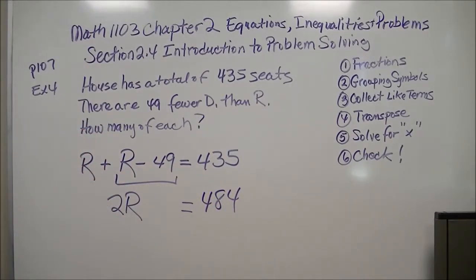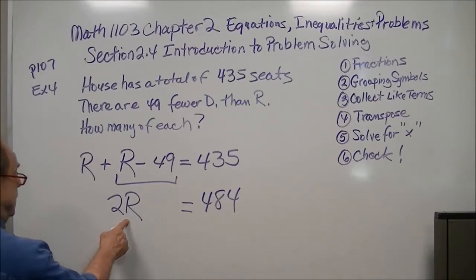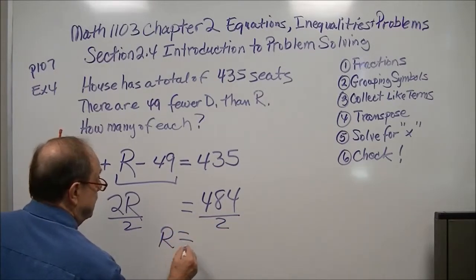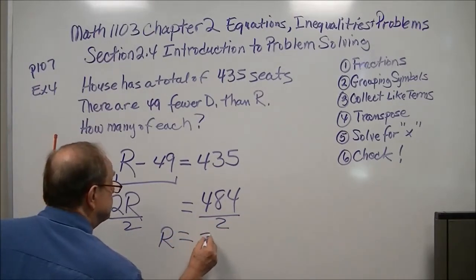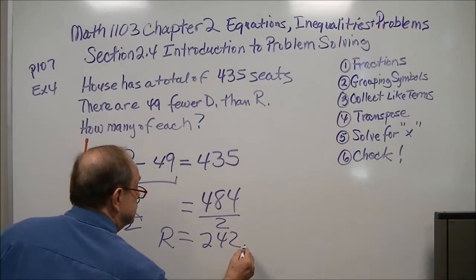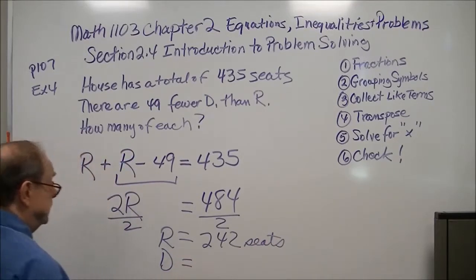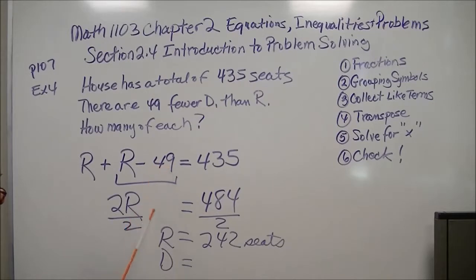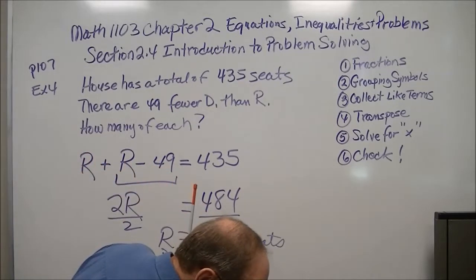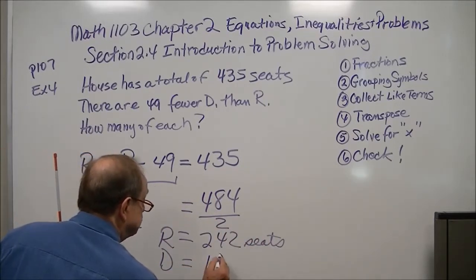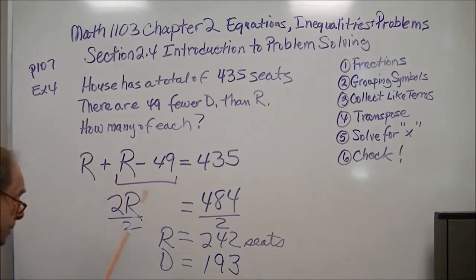And now, what do? Well, we want to isolate the r, so we're going to divide both sides by 2. So we get the Republicans are 242 seats. And what will the Democrats have? Well, they're going to have 49 less than that, which will be 193. And if you add these two up, they now check out as 435 seats.